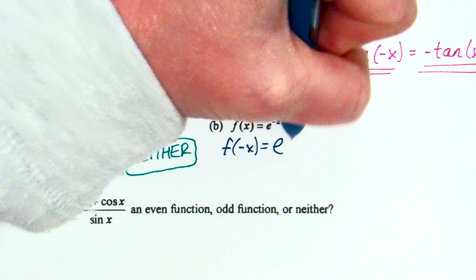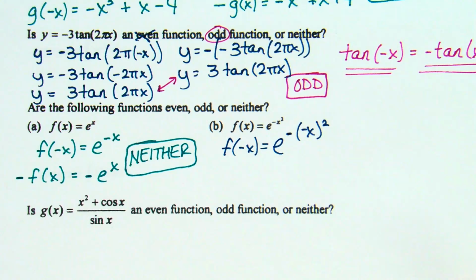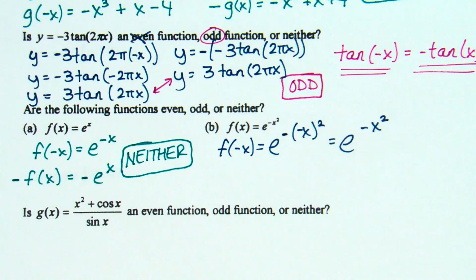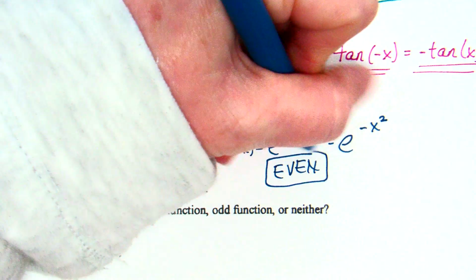f of negative x is e to the negative of negative x quantity squared. Well, what's negative x quantity squared? X squared, but then we have the negative in front of it, so it's back to negative x squared, which tells me this is even.